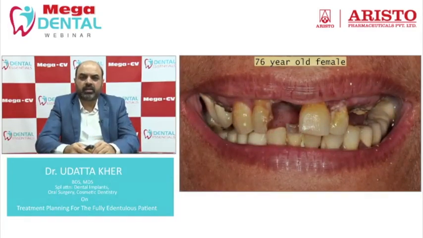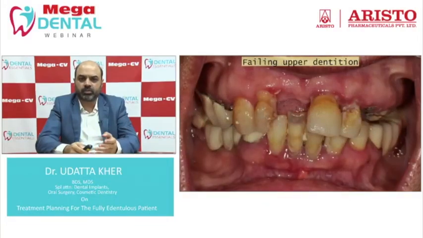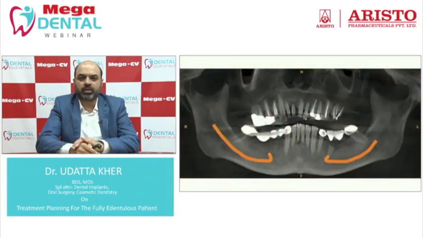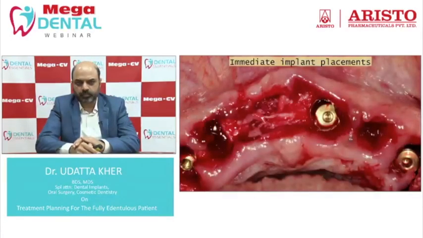Again, another lady, she's also 75 years old, but she presented with a situation where she was losing her existing teeth. Her underlying bone condition was fairly good. The plan was to retain all her lower teeth and extract all her upper teeth because they were all failing. Some were mobile, some were broken down.